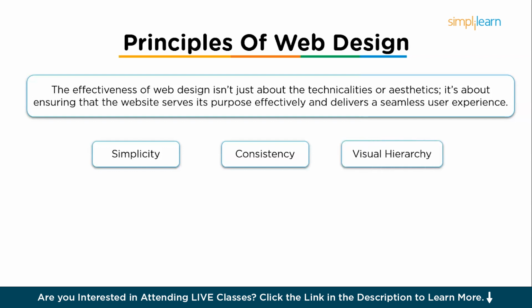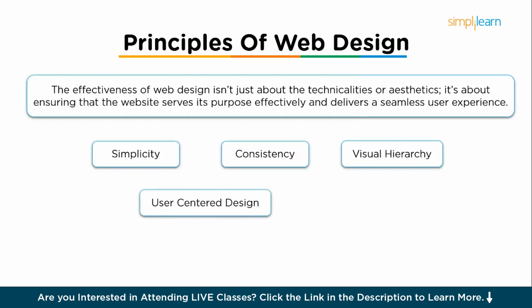The third is visual hierarchy. Visual hierarchy refers to the arrangement of elements on the page in a way that reflects their importance. So by using varying font sizes, colors, and positioning, designers can guide users' attention to specific elements such as CTAs or key messages. This makes the site more intuitive and ensures that visitors take the desired action.